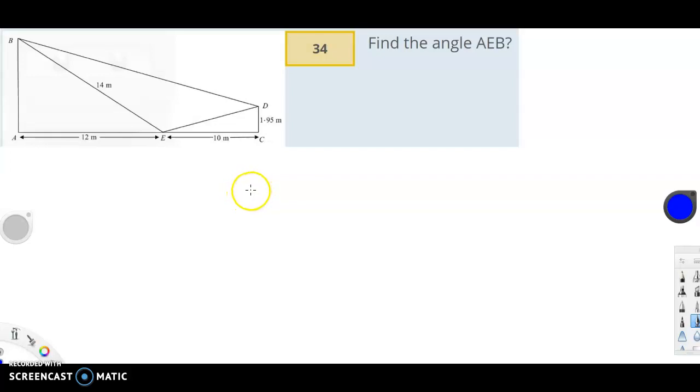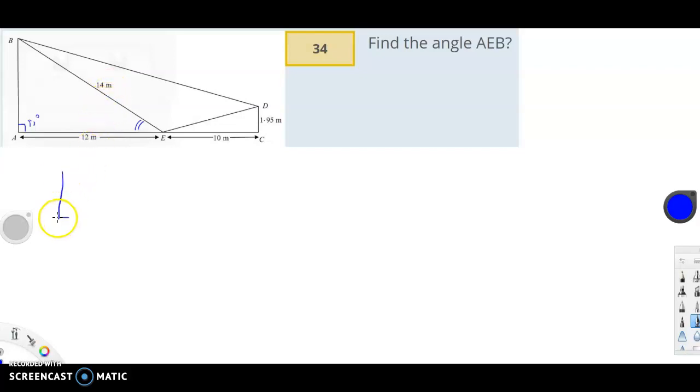Now we want to find the angle AEB. Where's that? That's down there, see that? It's in this left triangle here. So what do we know? Well, we know this is 90 degrees. Or do we? I think we can safely say that's 90 degrees. And we know these two sides.